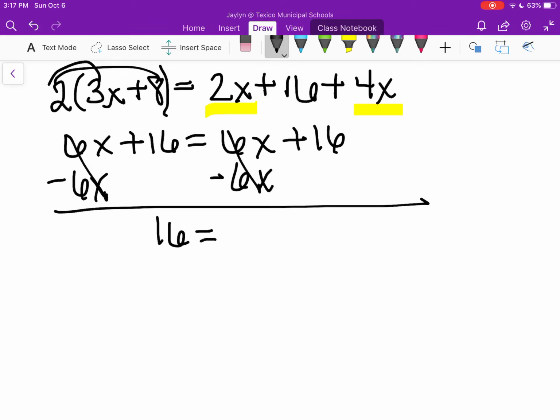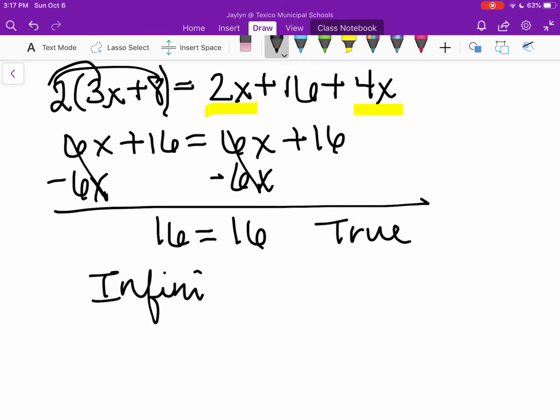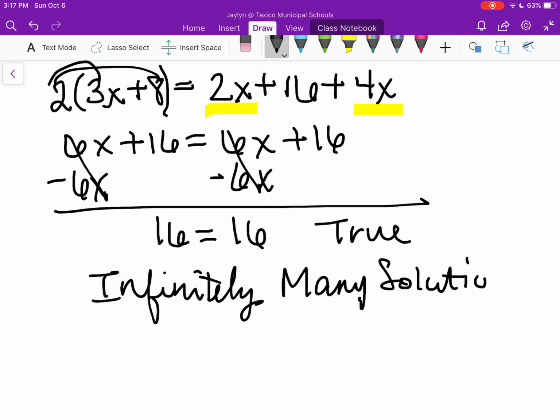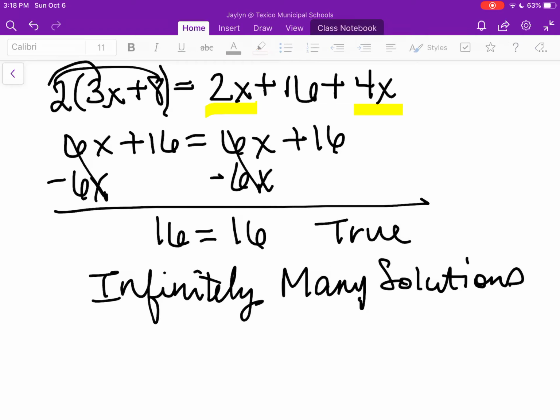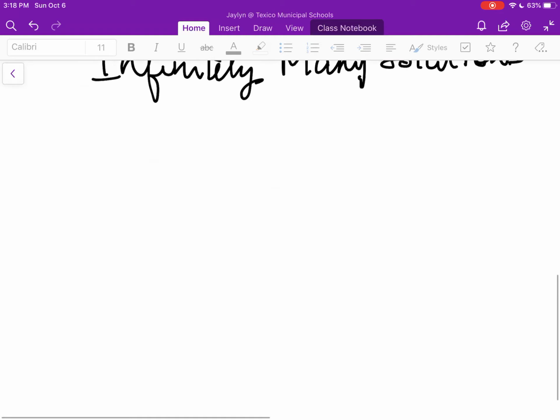And I'm left with 16 equals 16. This is a true statement. 16 does indeed equal 16. So if you get a true statement here, we say that there are infinitely many solutions. Okay, and what that means is any value of x is going to work for this equation. Infinitely many solutions. Remember, if I'm going too fast in the video, you can just pause it and catch up in your notes.